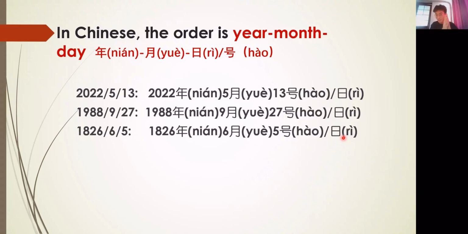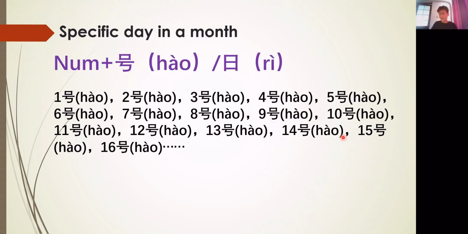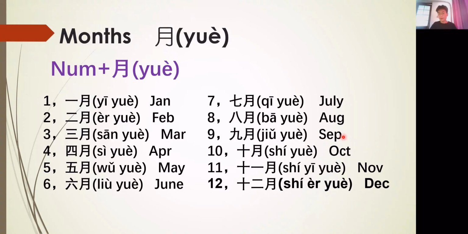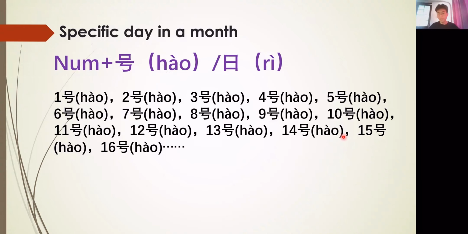So today we learned how to express the year, the month, and the specific day in the month in Chinese, right? They're not that hard, just memorize some patterns. If we want to say the year, just read these digits one by one. And don't forget to put 年 at the end. If you want to talk about the month like January, February, March, April, etc., the number plus 月, right? If you want to say a specific day in the month, the number plus 号 or the number plus 日.